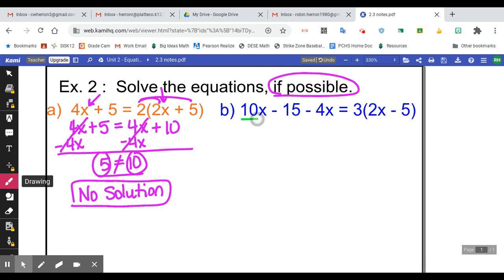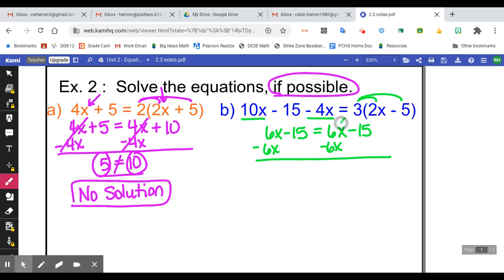If we have on this side 10x minus 4x is 6x minus 15, this distributes and we have 6x minus 15. Should be noticing something right now. If I move my 6x's, these are gone, but these are gone also. But this time it says negative 15 equals negative 15. And these are equal to each other. So in this case, your answer has infinite solutions.